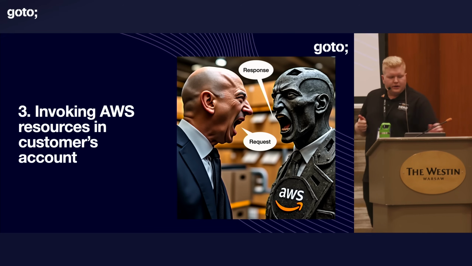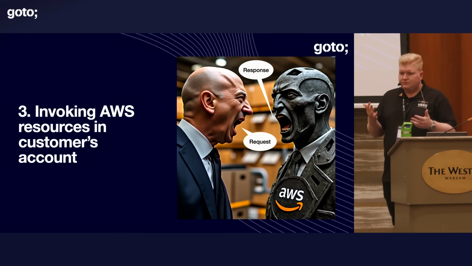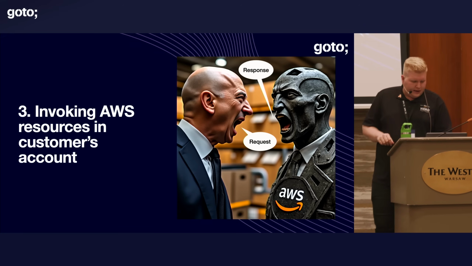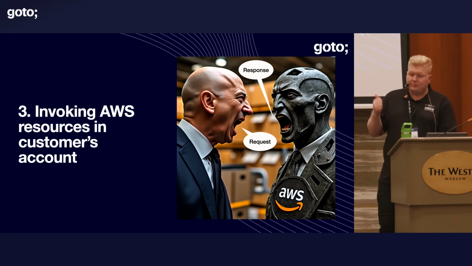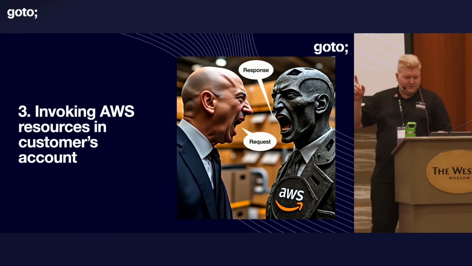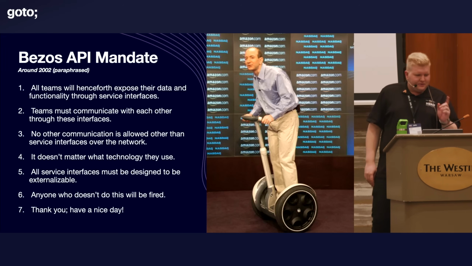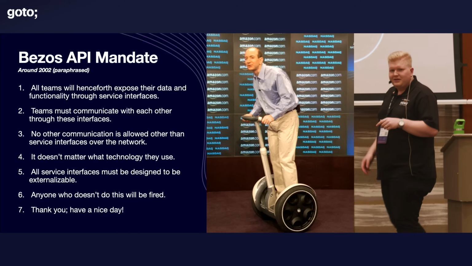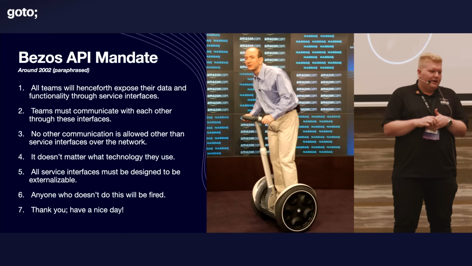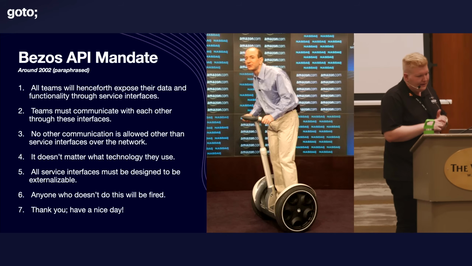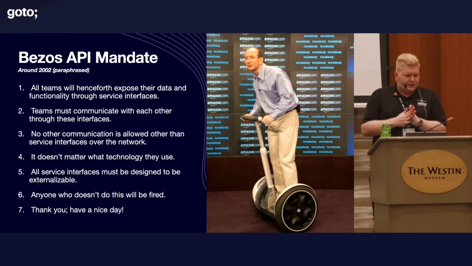So invoking AWS resources in customers' accounts. That's the third part. And I played with the Grok AI from X here. There's this interesting thing called the Bezos API mandate from 2002, which I will read out.